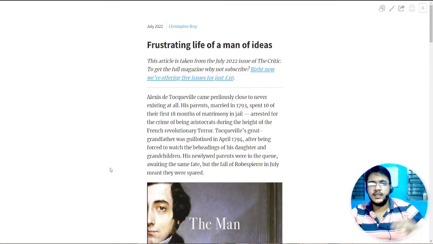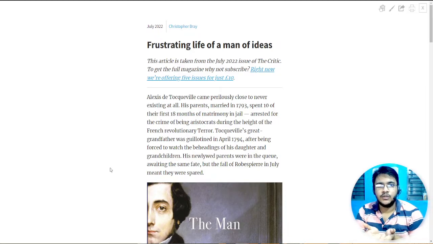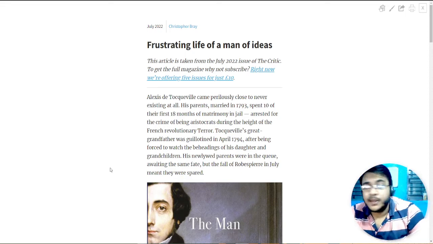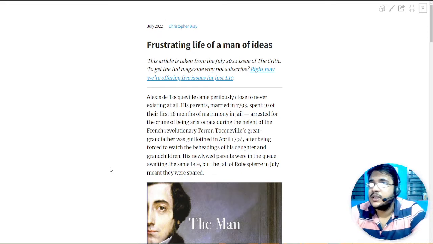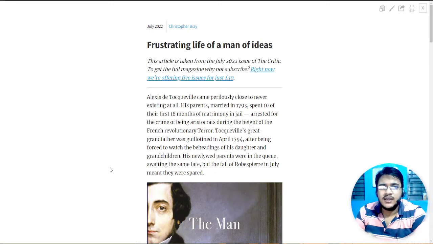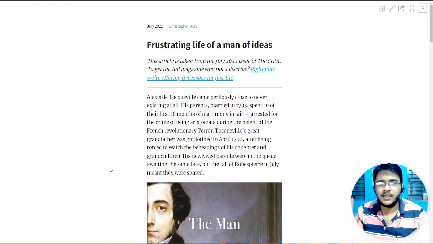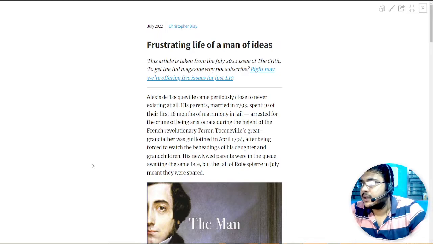What I have done is use an extension by the name of Just Read. You can get it in the Chrome web store. You can download the extension called Just Read. It eliminates all the nonsensical things that are there, and just the article is there. So let's read this article.